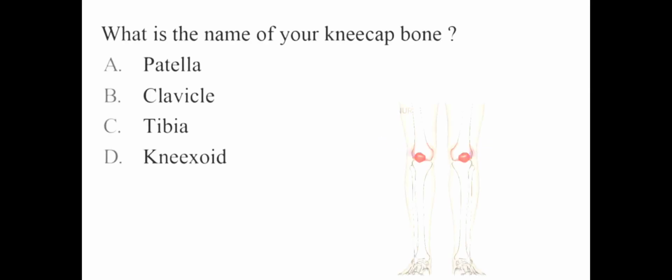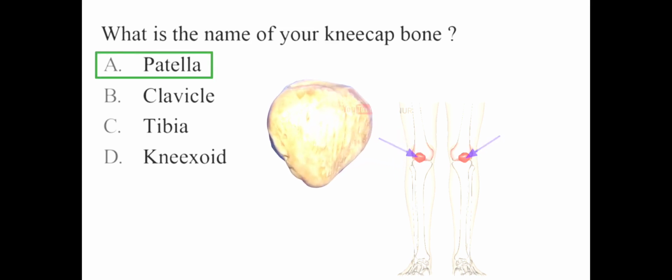What is the name of your kneecap bone? A. Patella. B. Clavicle. C. Tibia. D. Navicular. And the correct answer is A. Patella. The patella, also known as the kneecap, is a flat, rounded, triangular bone which articulates with the femur and covers and protects the anterior articular surface of the knee joint.